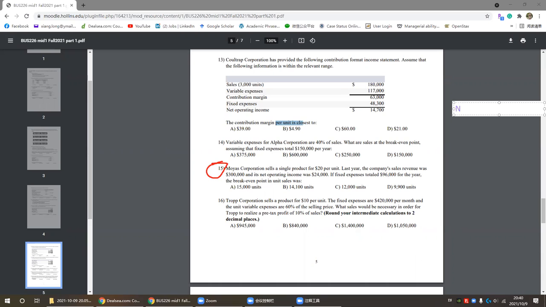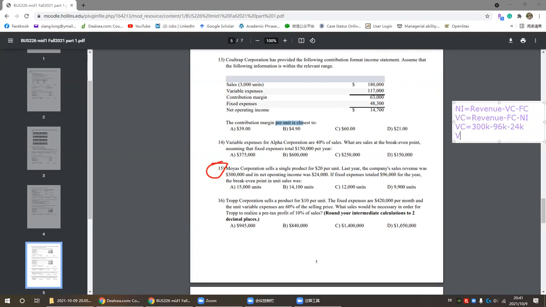We know that our net income will be equal to our revenue minus variable cost and minus fixed cost. So our variable cost will be equal to revenue minus fixed cost and minus net income. Revenue is equal to 300,000, minus the fixed cost of 96,000, and then our net income is equal to 24,000.